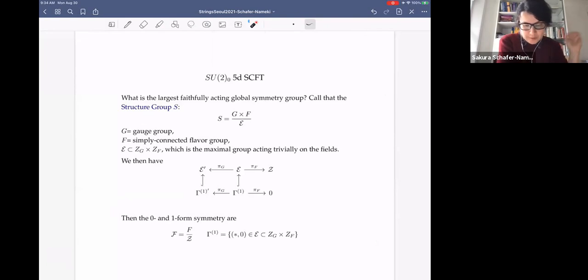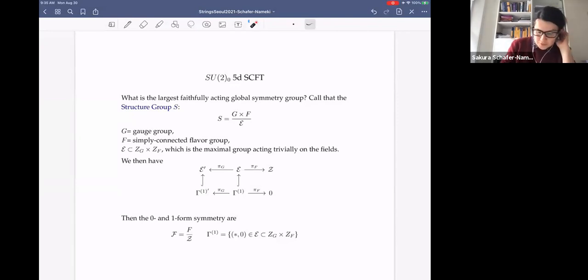There's also a similar brane web version of all that. So the first thing to define is what's called a structure group. It's basically the largest faithfully acting global symmetry group of a theory. So you have the gauge group, G, and then let's call F the simply connected flavor symmetry group. And then we mod out by this group E, which is a subgroup of the centers, ZG and ZF. And that's the maximal group that acts trivially on all the fields. So that's all this stuff that's redundant. And then once we look at this quotient, it should have the property that every element in it acts faithfully on the theory.